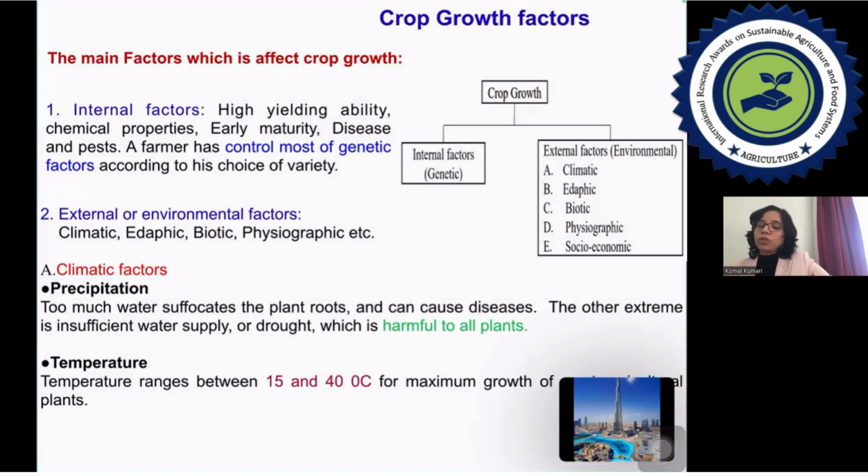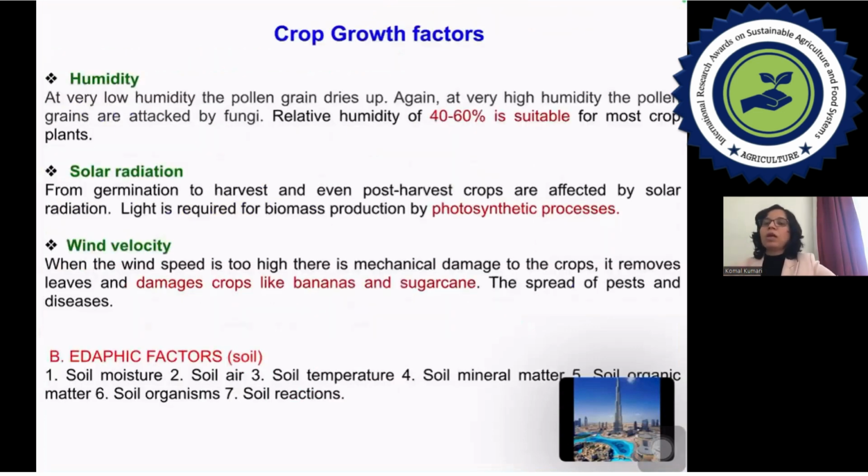Climate, soil, biotic and topographic factors affect crop growth. Precipitation and temperature are the two most important factors affecting crop growth. We all know less precipitation is not good for crop health, but too much water suffocates the plant roots and can cause disease. Around 15 to 40 degrees Celsius temperature is good for most crop health. 40 to 60 percent humidity is good for most crop plants.